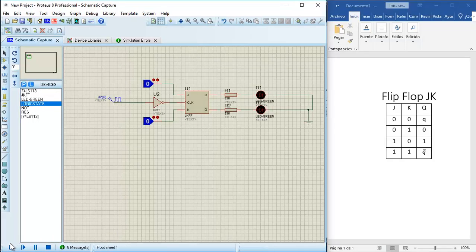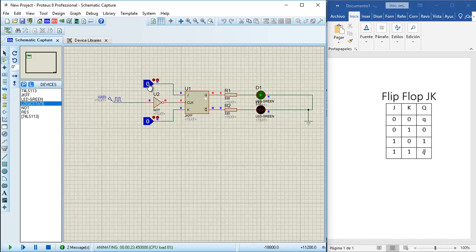So to prove this circuit, I'm going to run the program, and when we have a 0 0, here we have our previous state that was 0. When we have a 1 in the K, I'm going to have a 0, and when we have a 1 in the J, we're going to have a 1 in the Q. And if I switch this off, the state will be the same, it will remain.